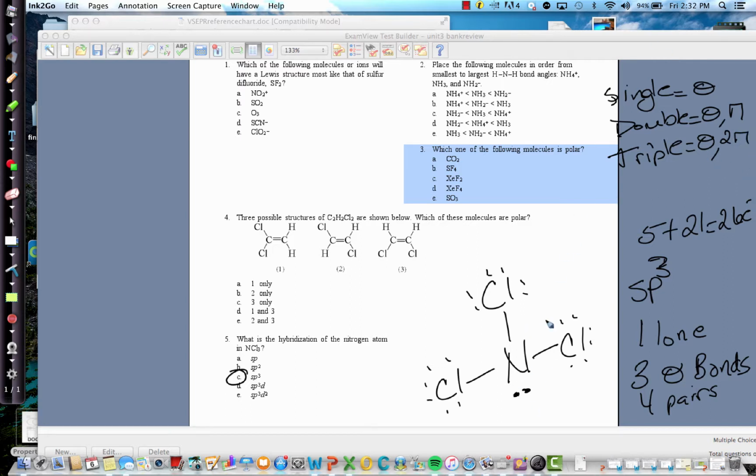So you just simply count. I have 1, 2, 3 sigma bonds. I have 1 lone pair. So that's going to be 4 electron pairs. So that means I'm going to take 1 s and 3 p orbitals together and hybridize them to get me sp3 orbitals.